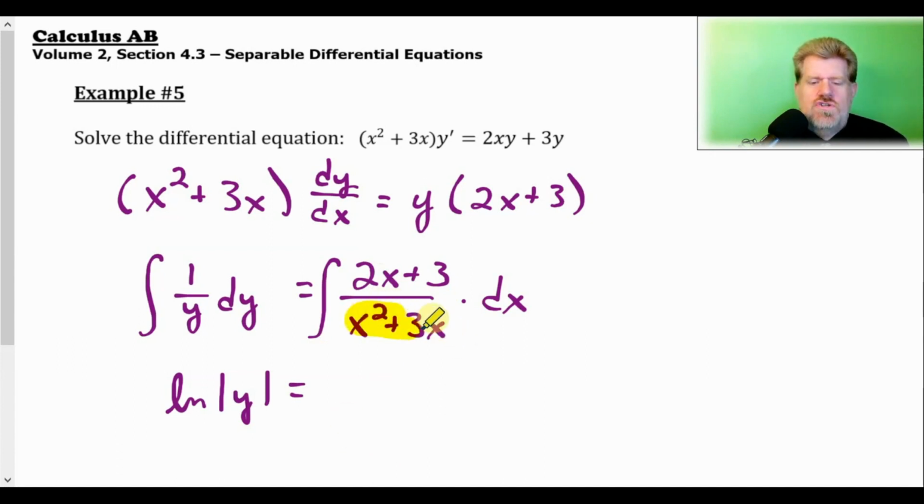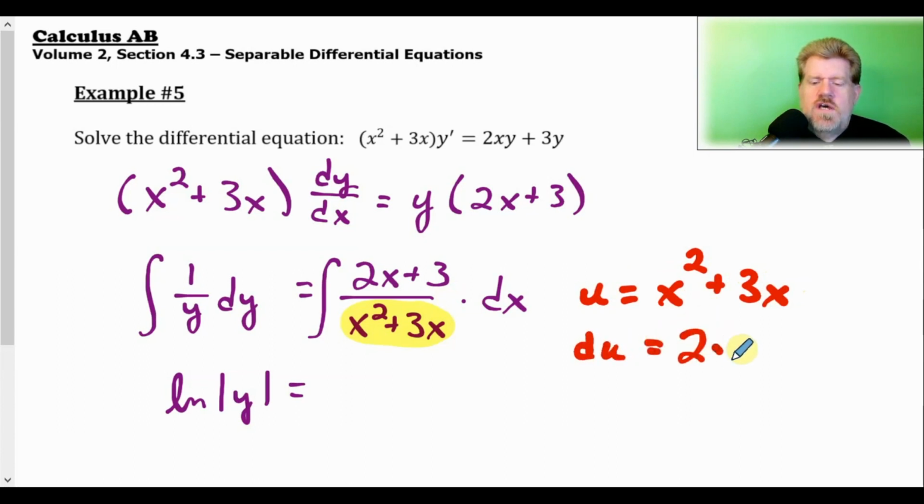So we're going to choose a value to substitute. We call it u substitution generally. We're going to let u equal x squared plus 3x. Because what's its derivative? 2x plus 3 dx. And guess what we got right here? We've got 2x plus 3 dx.